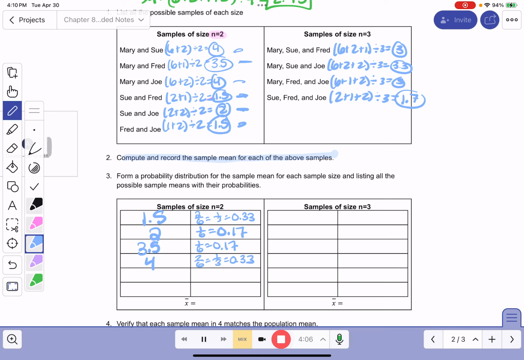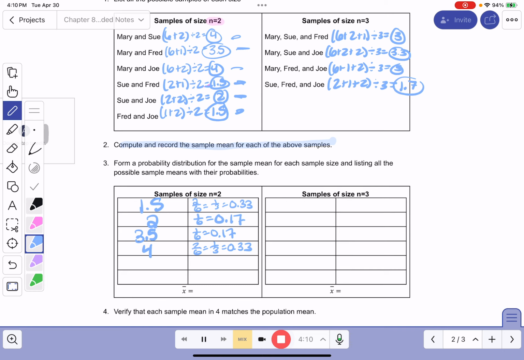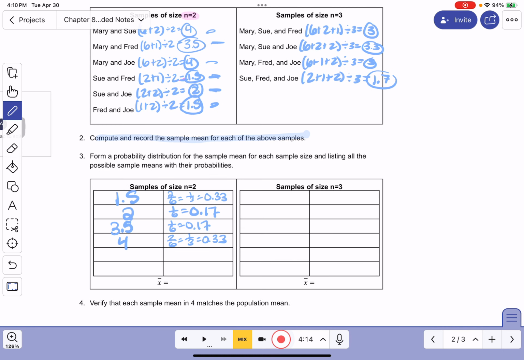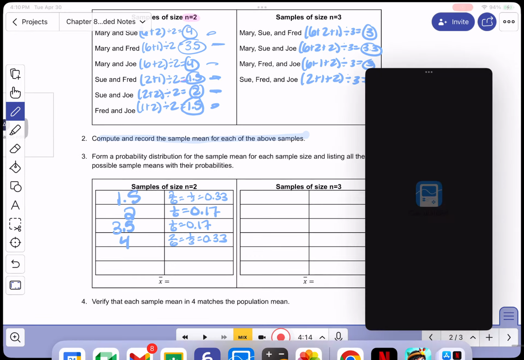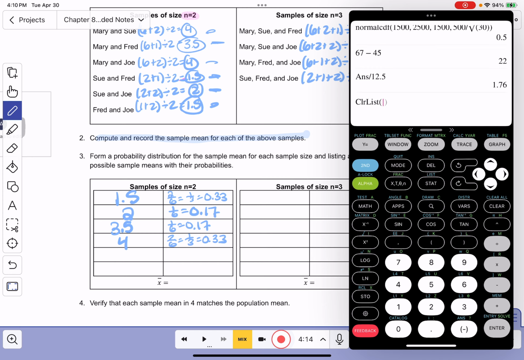So there's our distribution. Now we're going to find the sample mean. It's the weighted mean, where you do your amount times your probability and add them all up, or you can put them in your calculator. So let's pull up our graphing calculator here. I'm going to hit stat. Sorry, I'm just going to clear that.